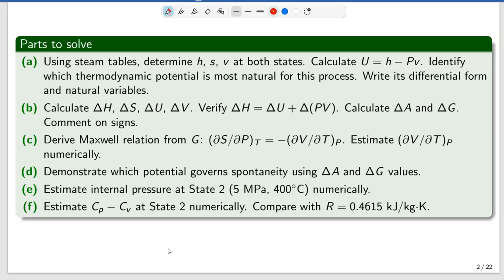Here 6 parts are there. So in that 6 parts we will solve and we will get the answer. So here we will use steam table to look up the values we need.